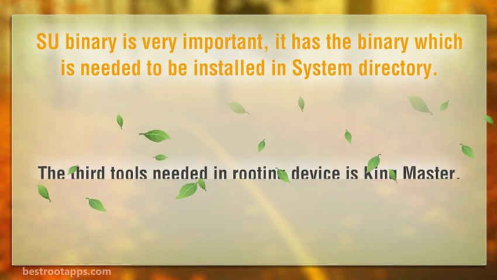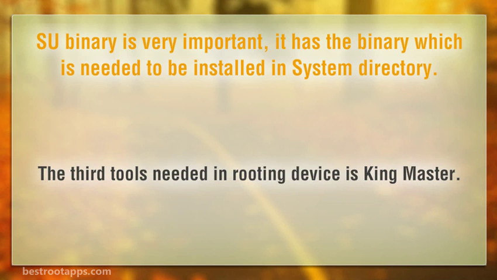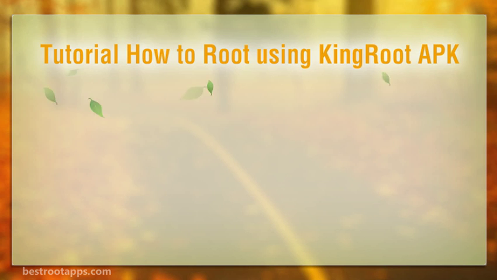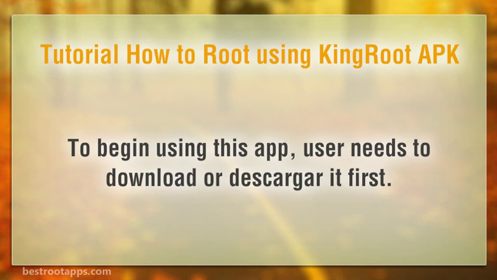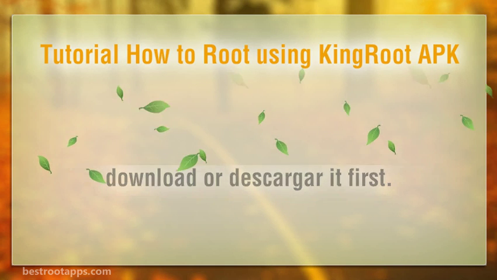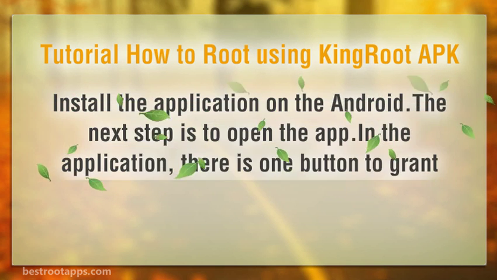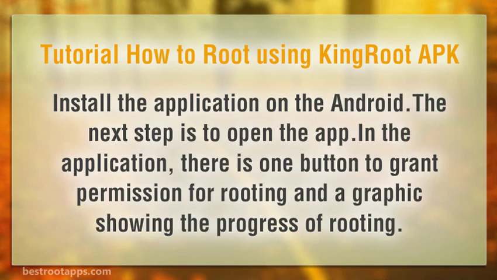The third tool needed in rooting a device is KingMaster. Tutorial on how to root using Kingroot Apk. To begin using this app, the user needs to download or discover it first. Install the application on the Android. The next step is to open the app. In the application, there is one button to grant permission for rooting and a graphic showing the progress of rooting.